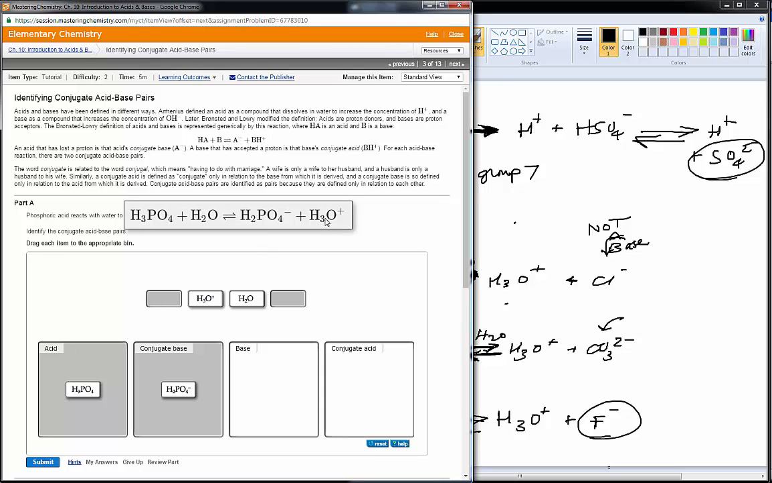H2O went to form H3O plus, so it gained a hydrogen and it gained a positive charge. As the proton acceptor, that makes this the base. Therefore, this is the conjugate acid.